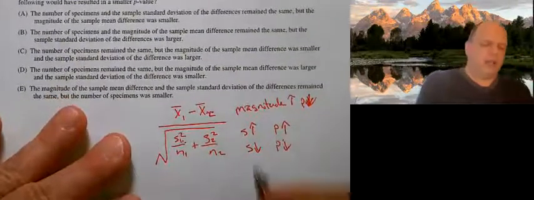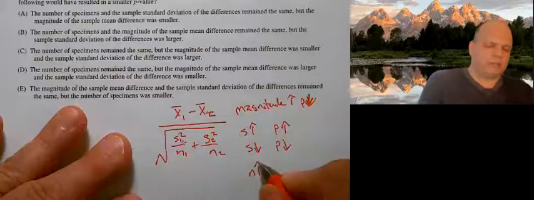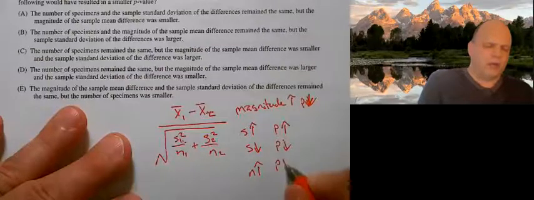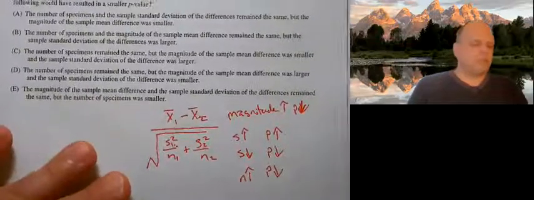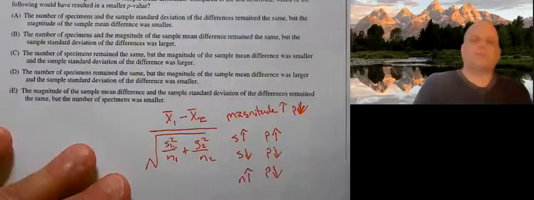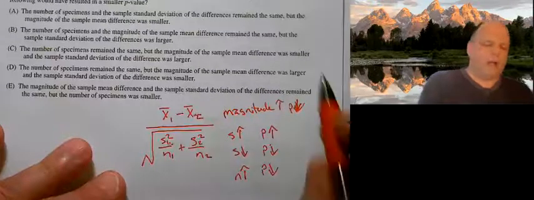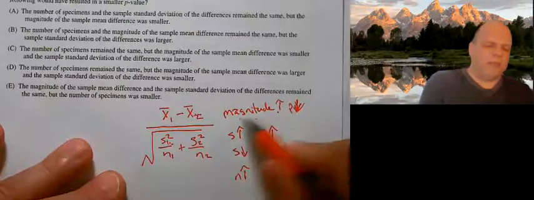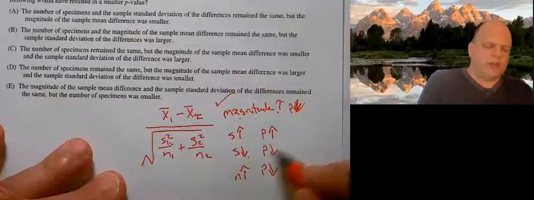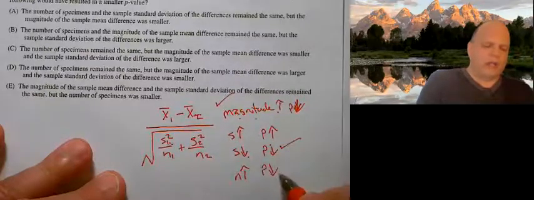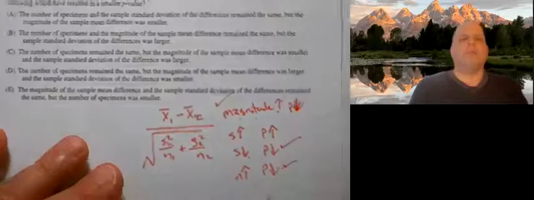And then as N goes up, our p-value goes down. So we're looking for a smaller p-value. To get a smaller p-value, we need our magnitude to go up. We want our standard deviation to go down, and we'd like our sample size to go up. That's what we need to happen.